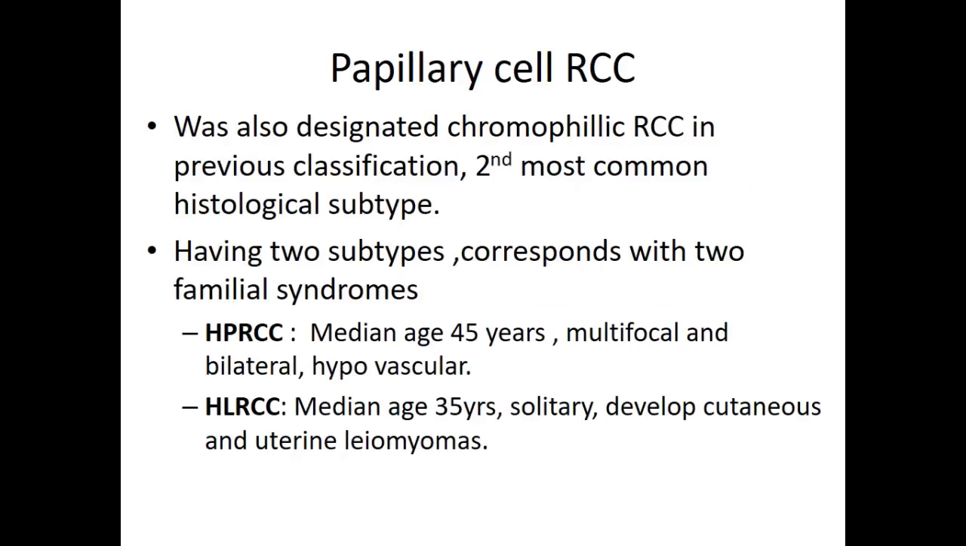Then there is the papillary RCC, which is the second most common histopathological subtype. It has 2 subtypes that correspond with 2 familial syndromes: hereditary papillary renal cell carcinoma, having a median age of 45 years, multifocal and bilateral, and hypovascular; and hereditary leiomyomatosis RCC, having a median age of 35 years, solitary, developed with cutaneous and uterine leiomyomas.